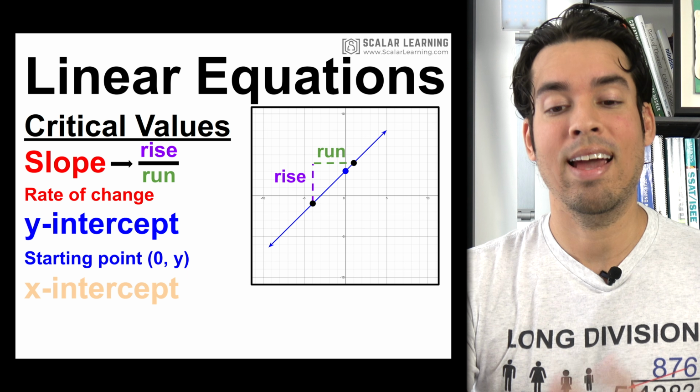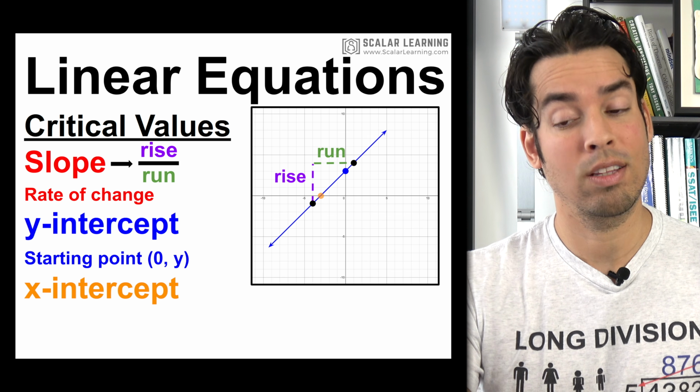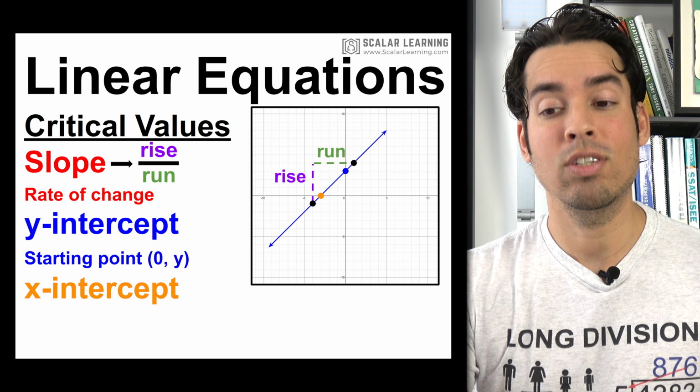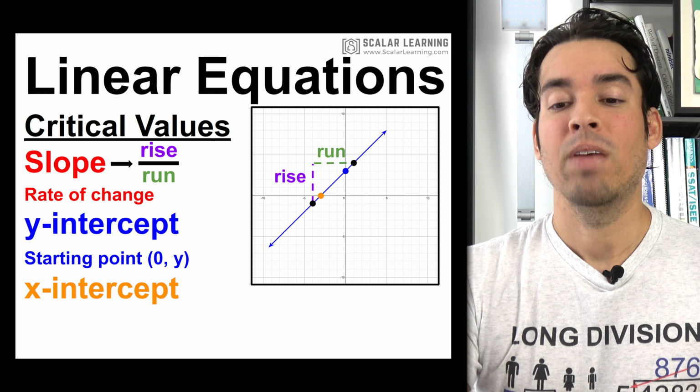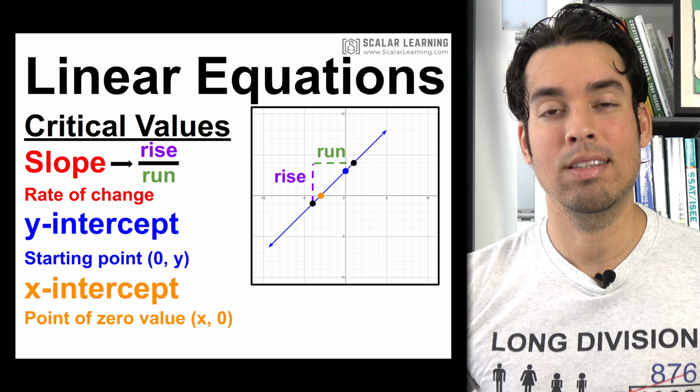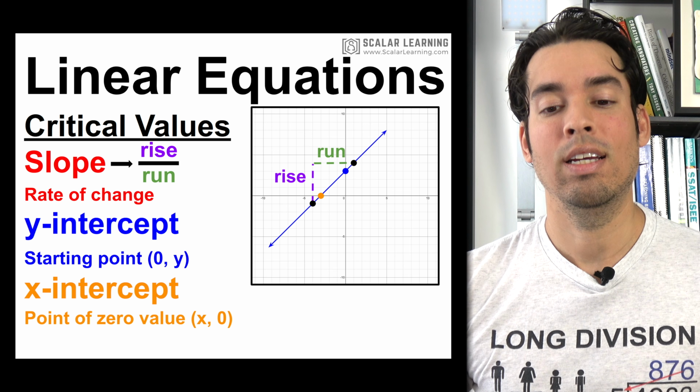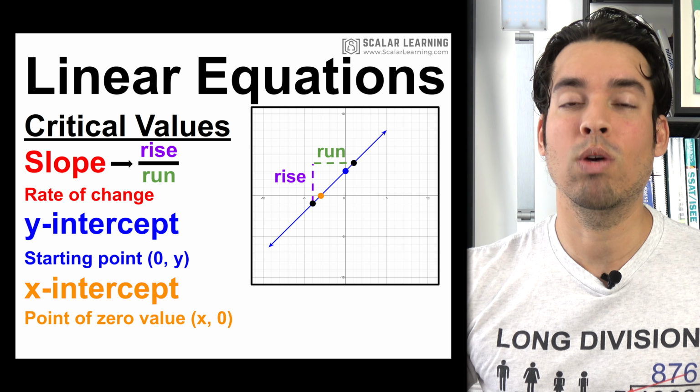Finally, we come to the x-intercept. So the x-intercept, as you can see on the graph, is where this function intersects the x-axis. And usually how we interpret this in a linear function or linear equation is it's the point of 0 value. It's where we're hitting 0.